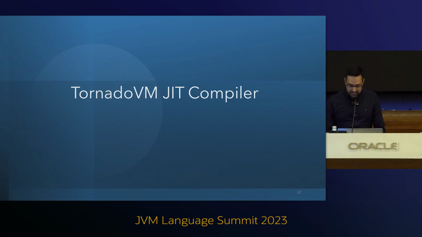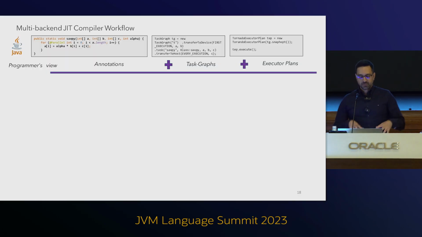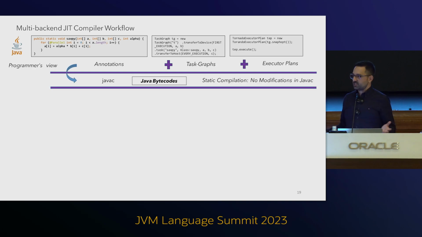Let's talk a little bit about the JIT compiler. So remember, we have annotations, task graph, and execution plans. The only thing that the user needs to do is this transformation and these annotations in the sequence if we choose the loop parallel API. And then the user compiles with normal javac. There's no modification in it, okay? Then the rest is runtime.